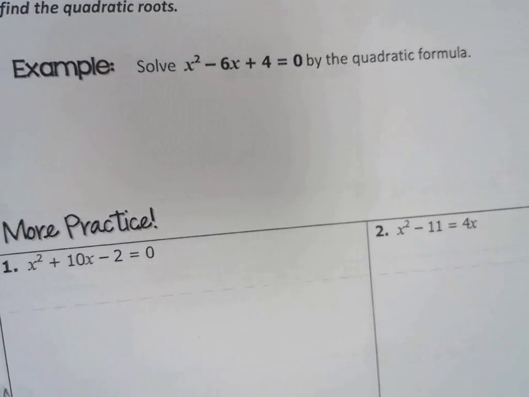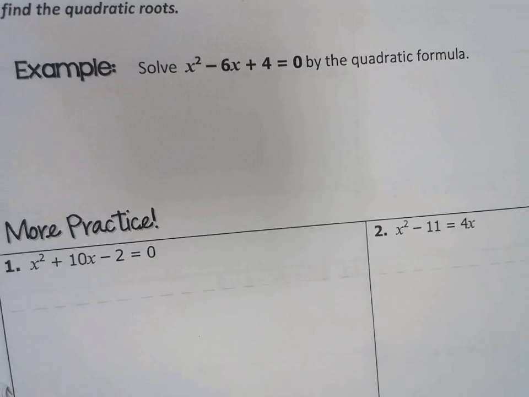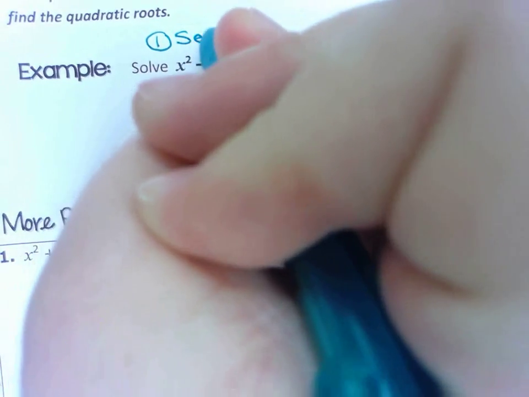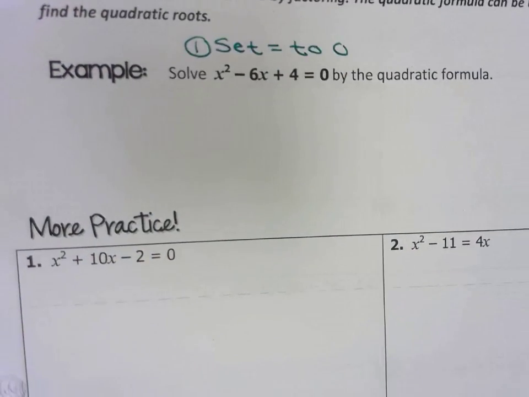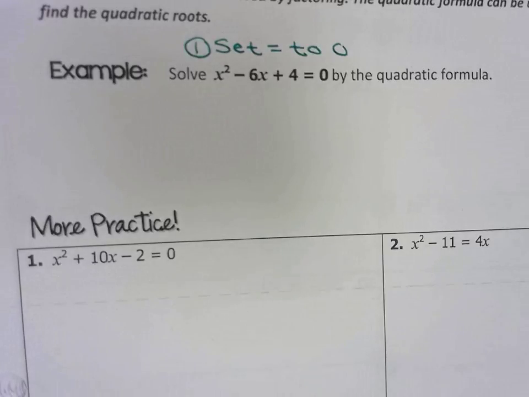So first thing, here's an example. I'm going to write down a few steps for you. First thing you want to do is make sure it is set equal to 0, just like we did with factoring.